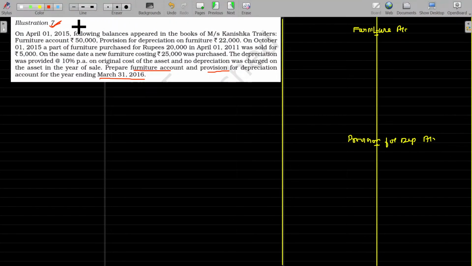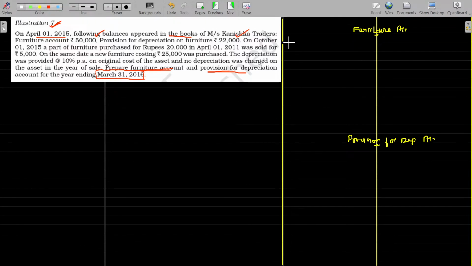In illustration number 7, we are supposed to prepare furniture account and provision for depreciation account for the year March 31st, 2016 only. On 1st April 2015, the following balances appeared in the books of Mrs. Kanishka Traders. Furniture account 50,000, provision for depreciation on furniture being 22,000. So already there is a balance.